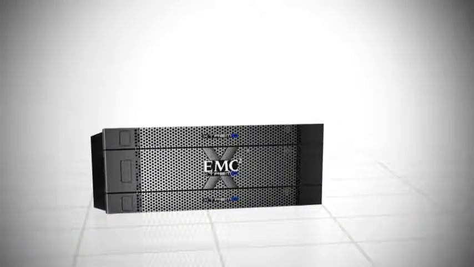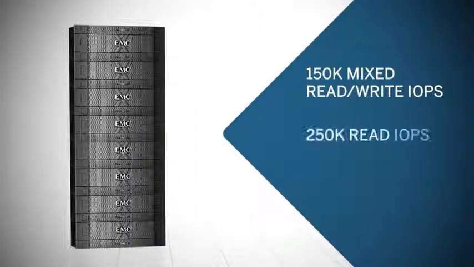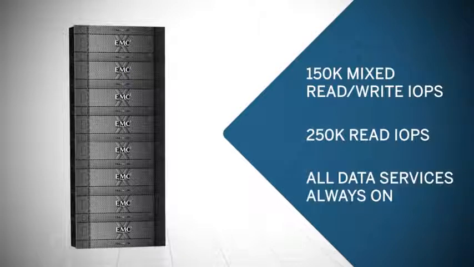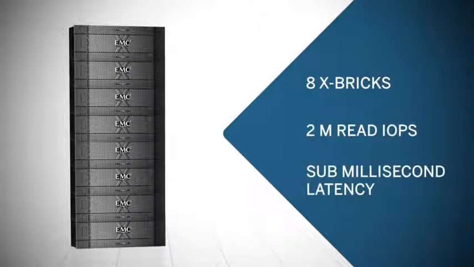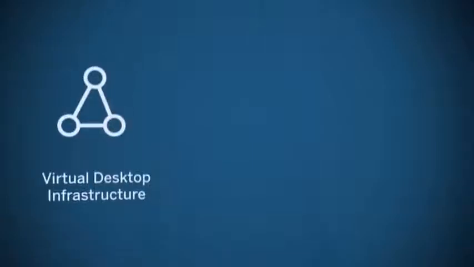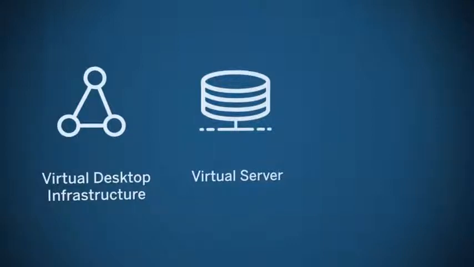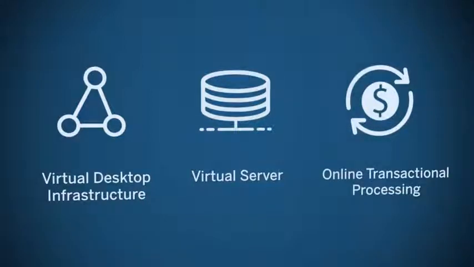Most importantly, each of these XBricks supports up to 150,000 mixed read-write IOPS and up to 250,000 read IOPS, all with all data services always on, no matter how large you scale the cluster. And unlike other scale-out Gen 4 architectures, XtremIO scales linearly, with 8 XBricks, for example 16 active nodes, and can scale to 2 million read IOPS, while maintaining sub-millisecond latency. This gives XtremIO the ability to handle any consolidation of mixed Tier 1 virtual desktop infrastructure, virtual server, or online transactional processing workloads.